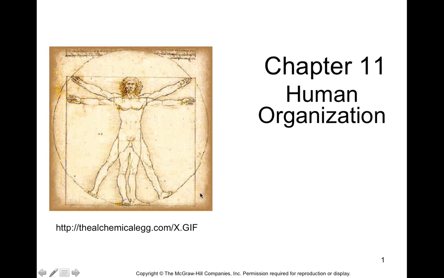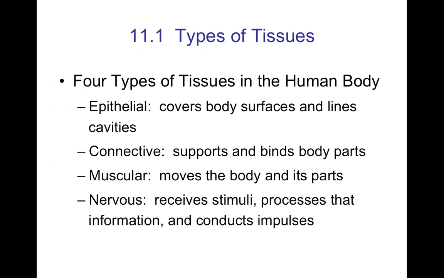Professor Salm, and I'm going to give you a quick and dirty talk on Chapter 11, Human Body Organization, and Chapter 14, Digestive System and Nutrition. So in Chapter 11, we talk about types of tissues. There are 4 different types: epithelial, connective, muscular, and nervous.